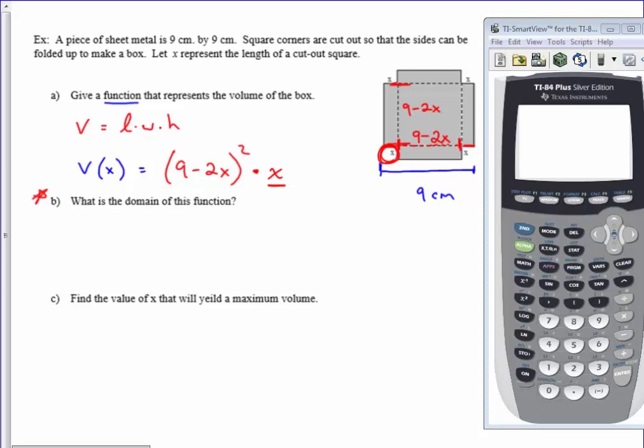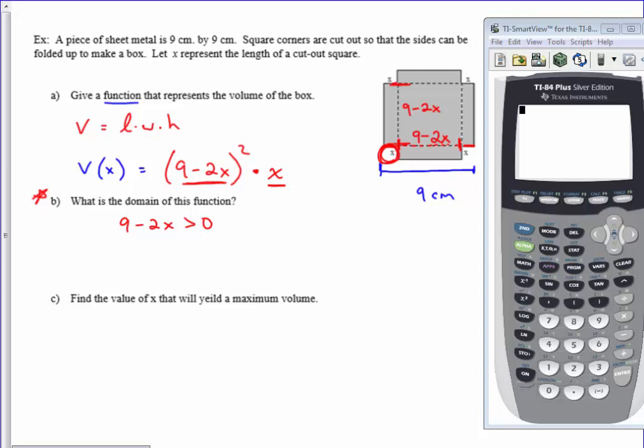But I also have another element that plays a part in the domain, and that is the length and width of the base of this box. I know that any kind of length or width must also be greater than 0. So in this case, to find the domain, I want to take the expression 9 minus 2x, and I'm going to set that strictly greater than 0 and solve.